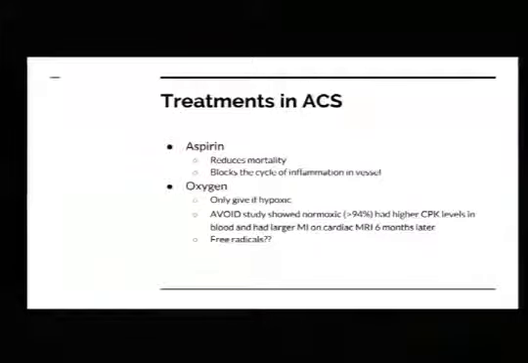Oxygen, we talked about this. Only give it if they're hypoxic. There's a big trial called the AVOID study. I think it's almost a 10-year-old study now. But it showed that if you gave oxygen to patients that had a pulse oximetry reading of greater than 94%, their lab CPK levels were higher, which meant more muscle breakdown, and they had larger MIs when they got cardiac MRIs 6 months later. Huge trial, lots of patients that were cath stented, ballooned. So if you put them on 100% non-rebreather, had their pulse ox at 100%, they did worse.